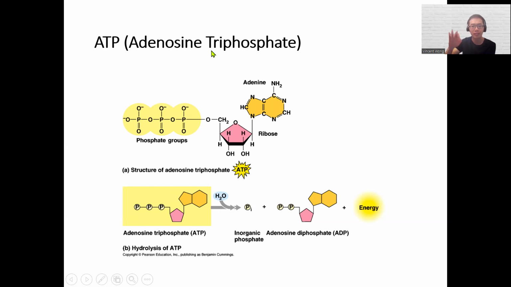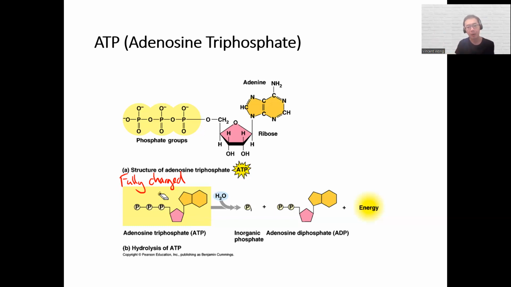Tri, right? Tri is 3, like tricycle has 3 wheels. Triangle has 3 sides. Triphosphate has 3 phosphates on it. So this is ATP, and it's the fully charged version. It's like a fully charged battery. You can use the battery for whatever needs you have. Like use it for your flashlight, use it for your radio, whatever, right?